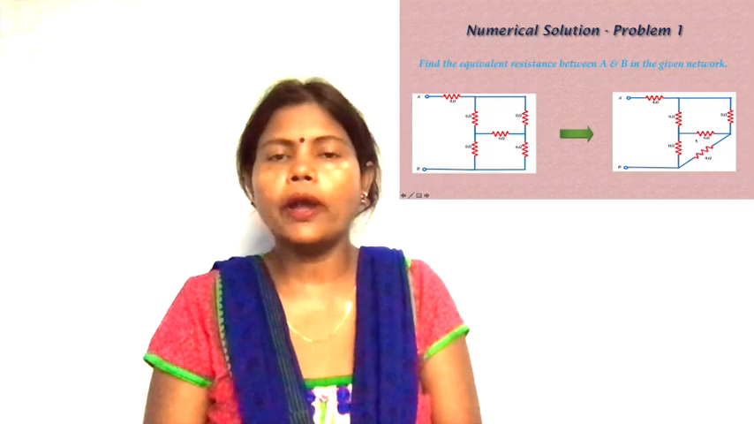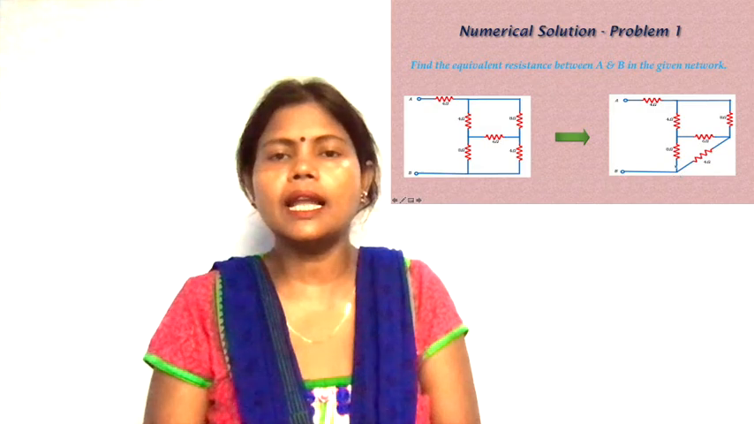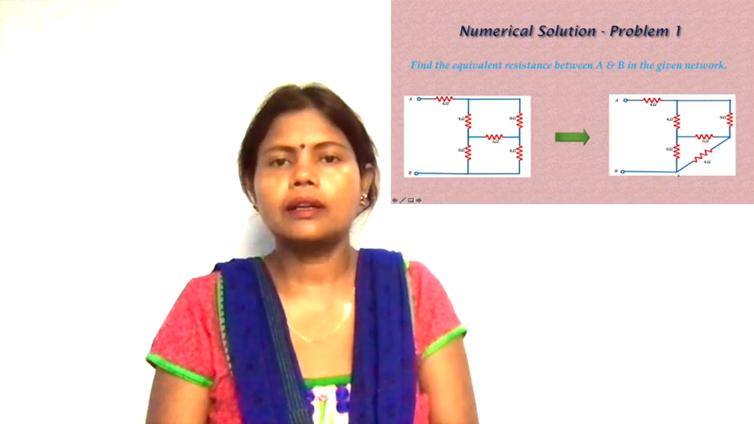Numerical problem 1. Find the equivalent resistance between terminals AB in the given network. For the given network, you can easily determine the equivalent resistance RAB using star delta conversion. You can see in the figure that these two nodes are the same point. That means you can consider a single node. Then draw the figure.